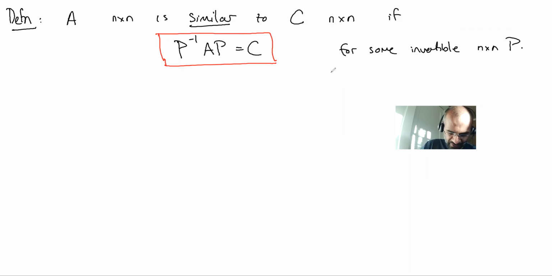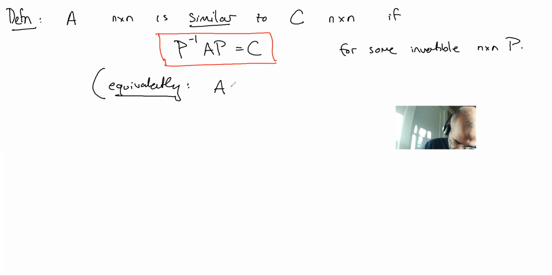Now, this might look a little weird, right? This is saying that if you multiply on the right by P, multiply on the left by P inverse, you get C. And I should say that this is equivalent. You can rearrange this, right? Equivalently, A equals PCP inverse.